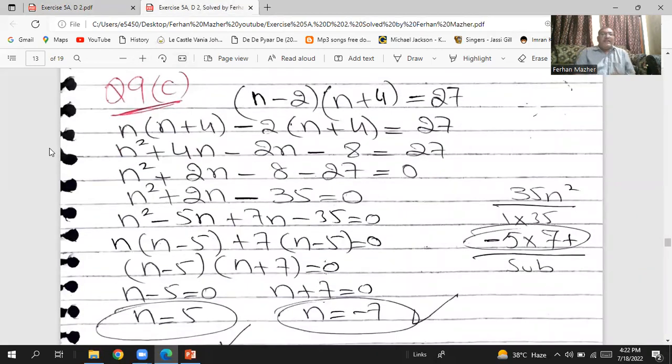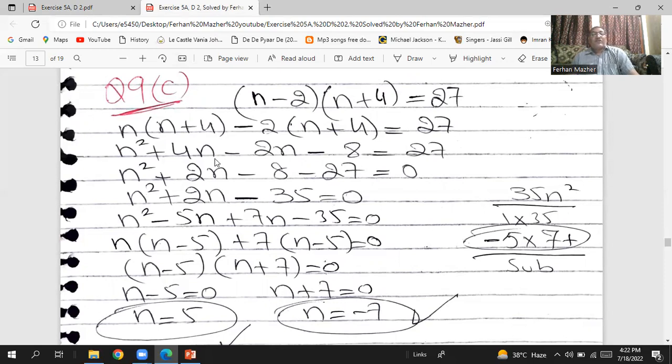So the n multiply with the n plus 4, then minus 2 will multiply with the n plus 4 equals to 27. So it will become, when the n will multiply with this bracket, you will have n square plus 4n minus 2n minus 8 equals to 27. So n square plus 2n minus 8 minus 27 equals to 0. So now you will have n square plus 2n minus 35 equals to 0.